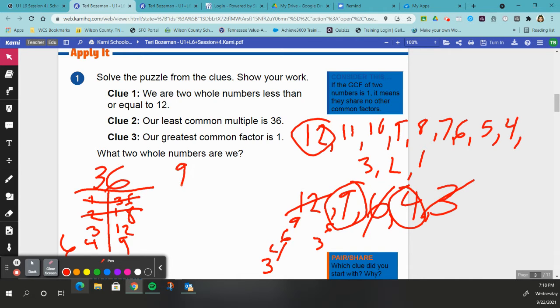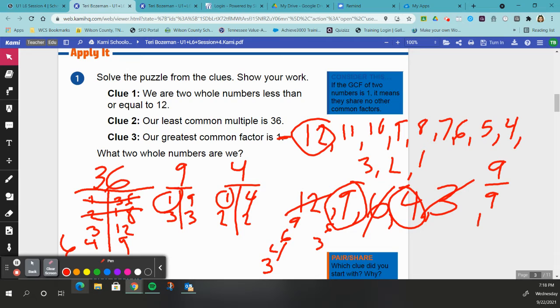If I do factors of 9, I have 1 and 9 and 3 and 3. Factors of 4, I would have 1 and 4 and 2 and 2, right? So the greatest common factor here is 1, and that would be clue number 3. And then if I count by 9s, I would have 9, 18, 27.